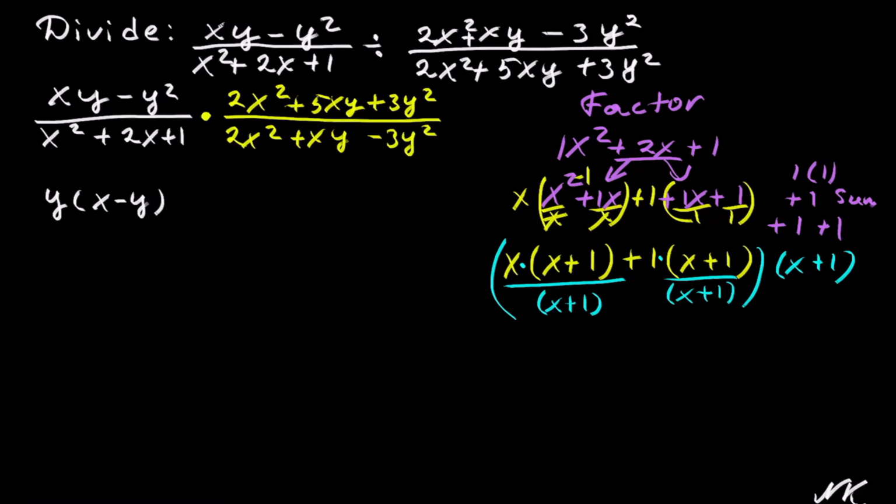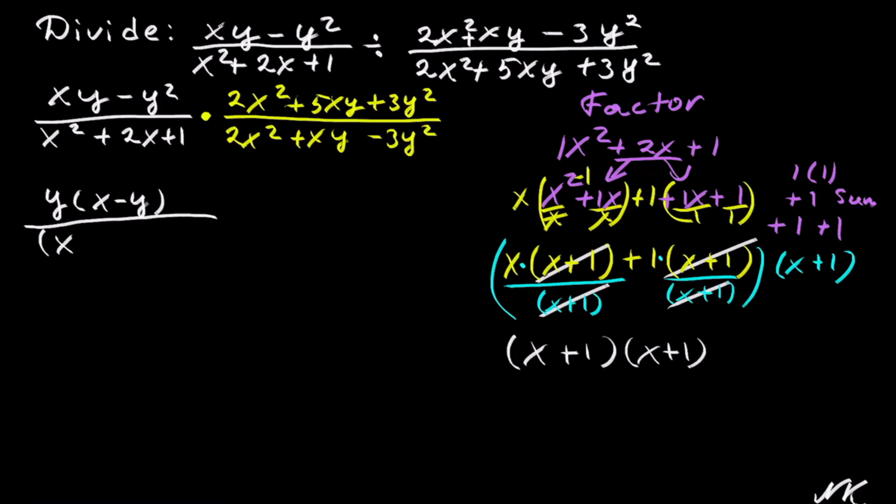So we have x times x plus 1 out of x plus 1, x plus 1 and x plus 1 will cancel. Plus 1 times x plus 1 out of x plus 1, x plus 1 out of x plus 1 will cancel. And we are left with x plus 1 times x plus 1. So our first denominator factors into x plus 1 times x plus 1.